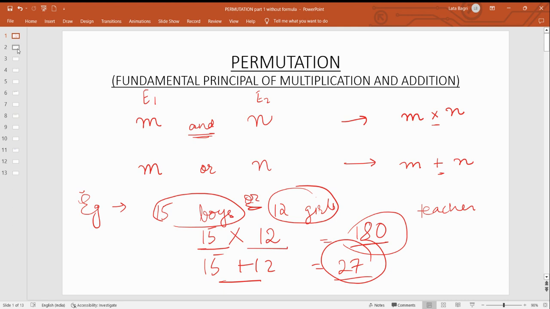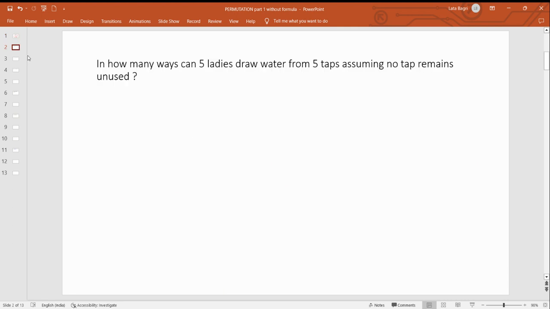Okay, now let us do some sums based on it. So the first sum is, in how many ways can five ladies draw water from five taps, assuming no tap remains unused? So all the taps have to be used. Okay, all right. So let's look at this. Now the way of doing this is that you have to first find out the number of ways of all events and then multiply it.